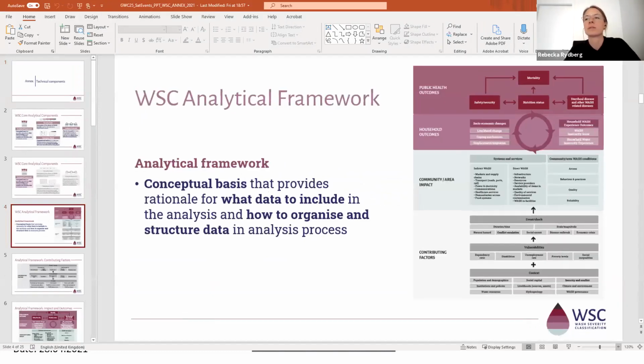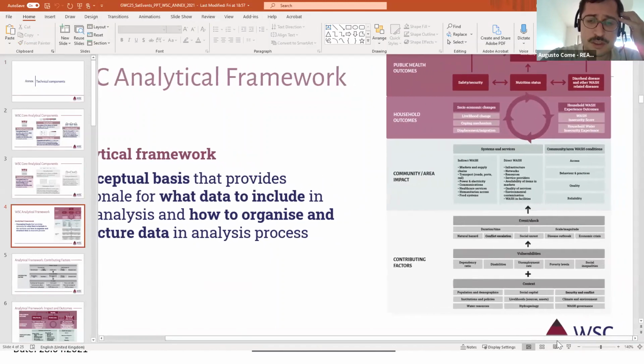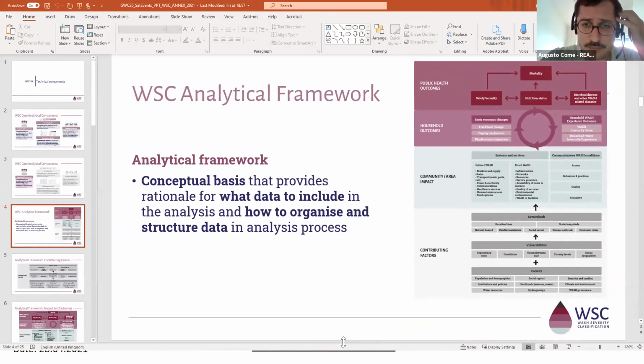So if you look here at the right, on top of our pyramid, we have public health. So mortality, nutrition, water-related diseases, and then obviously we are looking at coverage of WASH services, especially from a household perspective. You see here at the second level where we put household outcomes, but also more socioeconomic dimensions, which is very important to understand the vulnerability of people.